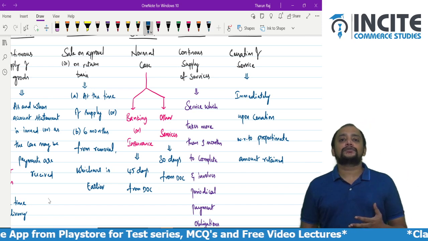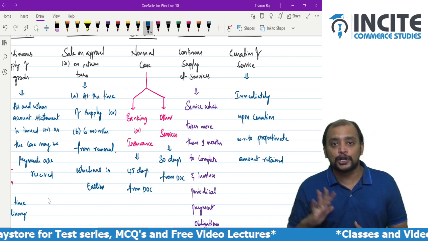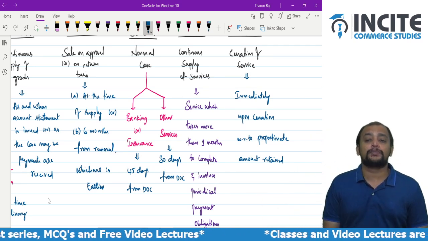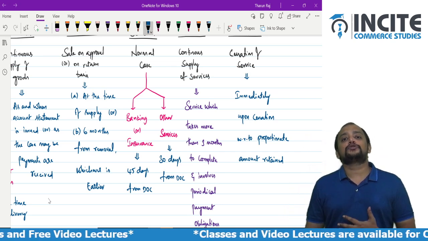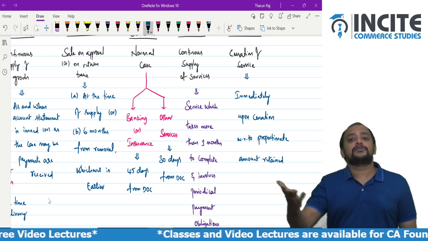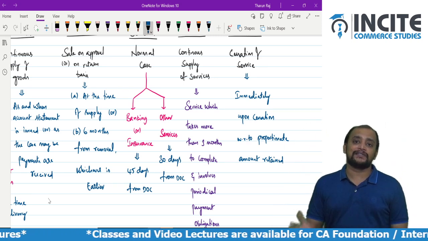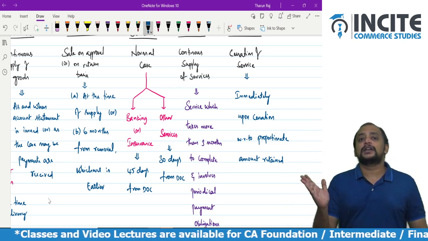Continuous supply of goods means whenever there are successive supplies of goods for which the payments are settled on a periodical basis, as and when the account statement is issued by the supplier or payments are received, as the case may be. In case of sale on approval or return basis, at the time of supply, meaning whenever the buyer accepts, or 6 months from the date of removal, whichever is earlier, will be taken as the due date of invoice in case of goods. Those 3 provisions we completed.